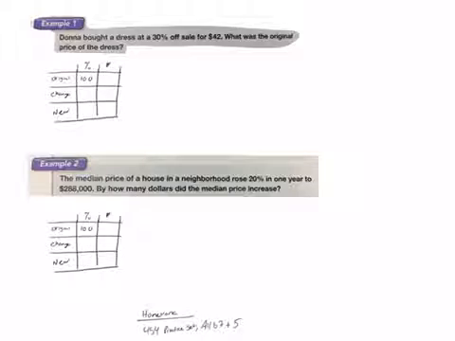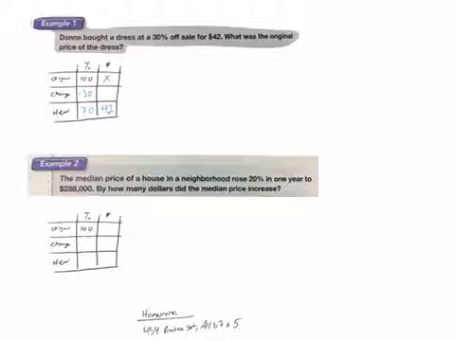Donna bought a dress at a 30% off sale for $42. What was the original price of the dress? So notice we start here with 100%, and it was 30% off. So I'm going to fill this in here with a negative 30. So 100 minus 30 gives me now 70%. So she only paid 70% of the normal price. And she paid $42. And we're wanting to know what the original price was, that X. So notice I have both numbers here, and I'm looking for this number, so I'm going to use that one.